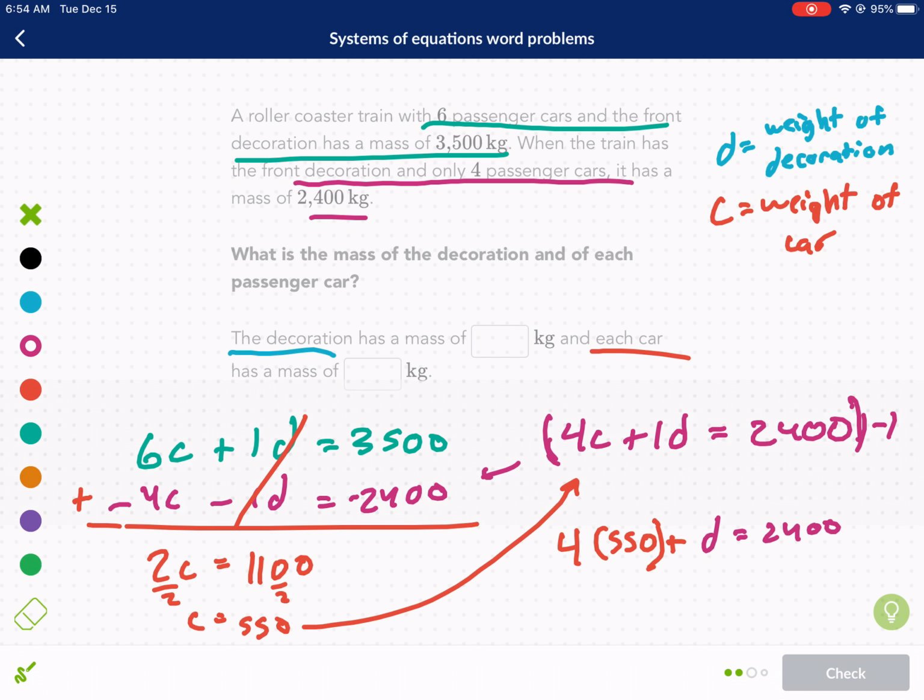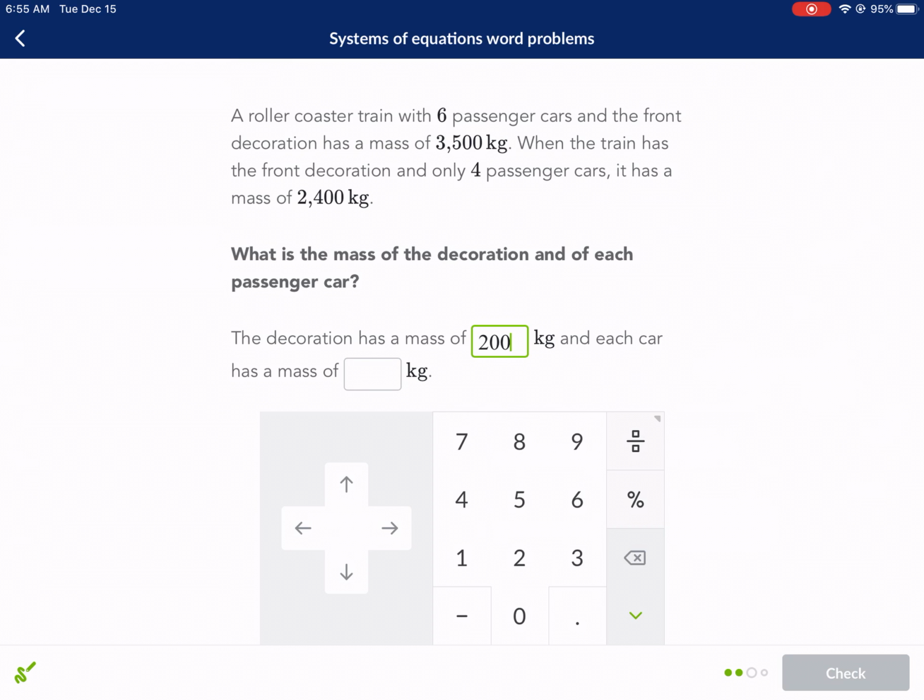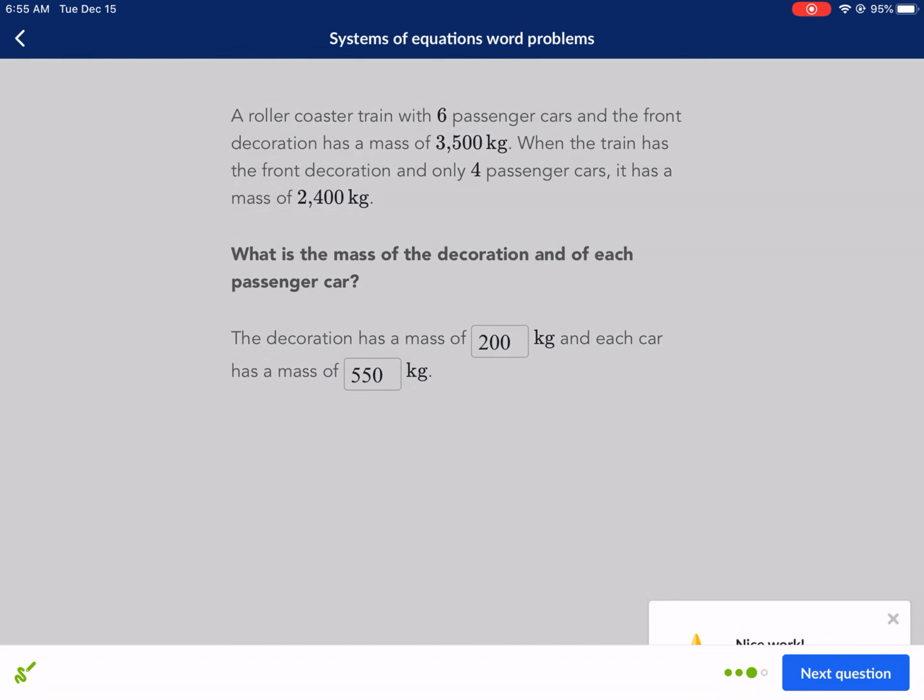So what we do here is multiply 550 times 4. Patience. I think it's 2,200? Yeah, I don't know why I use a calculator. Shame on me. 2,200 plus D equals 2,400. So I subtract this from both sides, and I get D equals 200. Okay, so 200 for the weight of the decoration, and 550 for the weight of each car, and there we go.